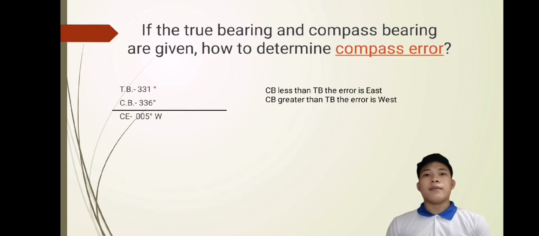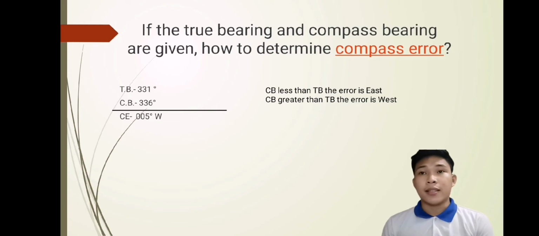For the next question, if the true bearing and the compass bearing are given, how do you determine the compass error? If the compass bearing is less than the true bearing, the error is east. And if the compass bearing is greater than the true bearing, the error is west. We have an example here. True bearing is 331 degrees, while the compass bearing is 336 degrees. So the compass bearing is greater than the true bearing. Therefore, the compass error will be 005 degrees west.